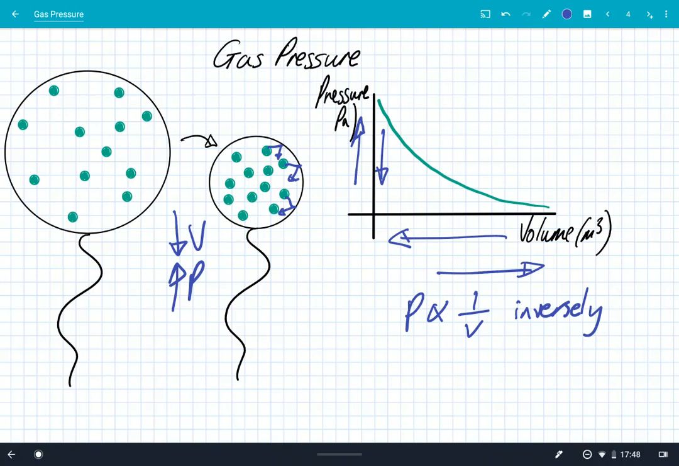So, in summary, gas pressure is caused by particles colliding with the walls of the container. When you increase the temperature, the pressure increases because the particles have more kinetic energy. Therefore, there's more frequent collisions with the particles and the walls of the container. When you increase the number of particles, there will be more collisions with the particles and the wall. Therefore, the pressure will increase. But when you decrease the volume, then the pressure will increase.